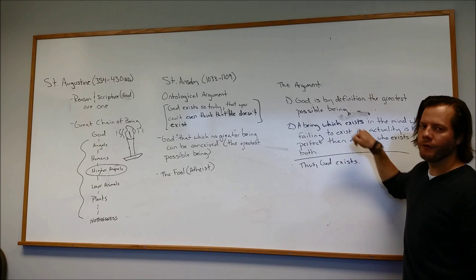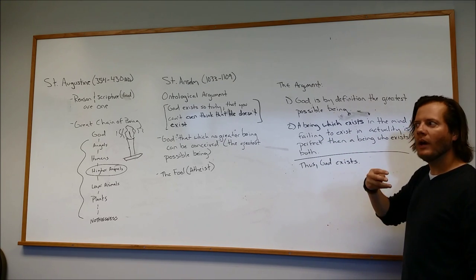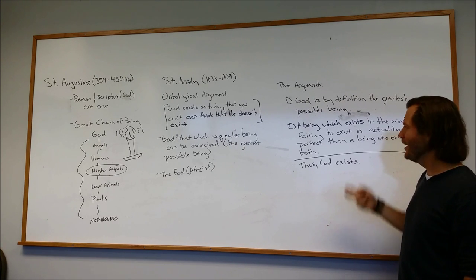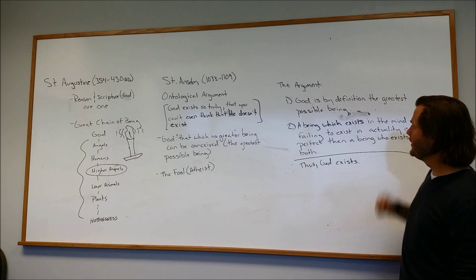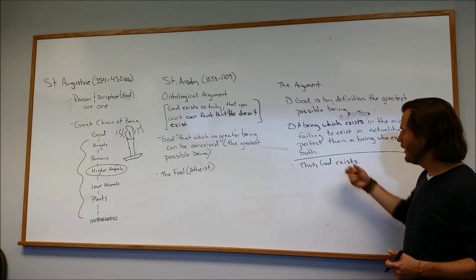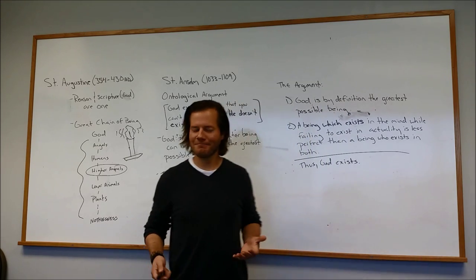So this right here is the fool going, I can think of one in my mind, but one doesn't exist in reality. Well, if we're talking about the greatest possible being, that wouldn't be the greatest possible being. The greatest possible being would have to be one that exists in my mind and in reality. Thus, God exists. If he is the greatest possible being, okay?